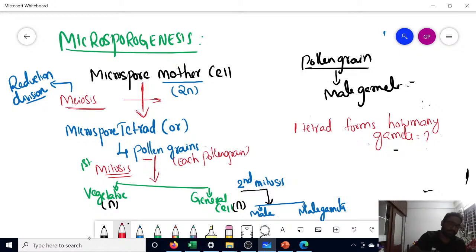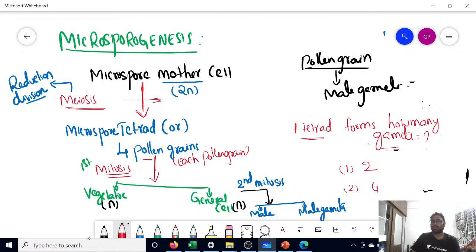Waiting for your answers, guys. Let me know quick. What is the answer, students? One tetrad forms how many male gametes? Shall I give options? Yes, we have become habituated to options. First option is 2, second option is 4, third option is 6, fourth option is 8. Now tell me guys, what is your answer? Post in the comment box, fatafat.